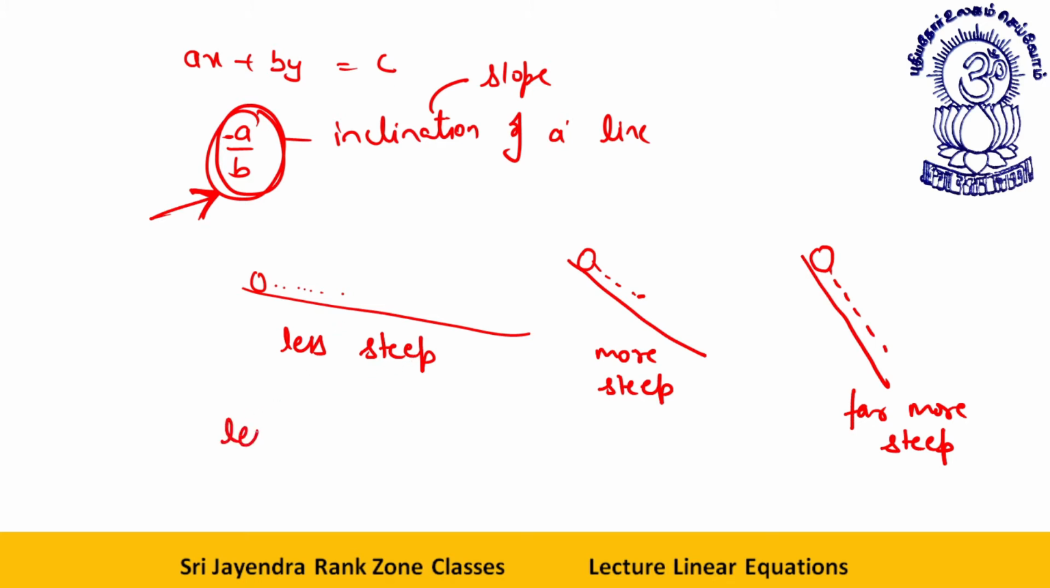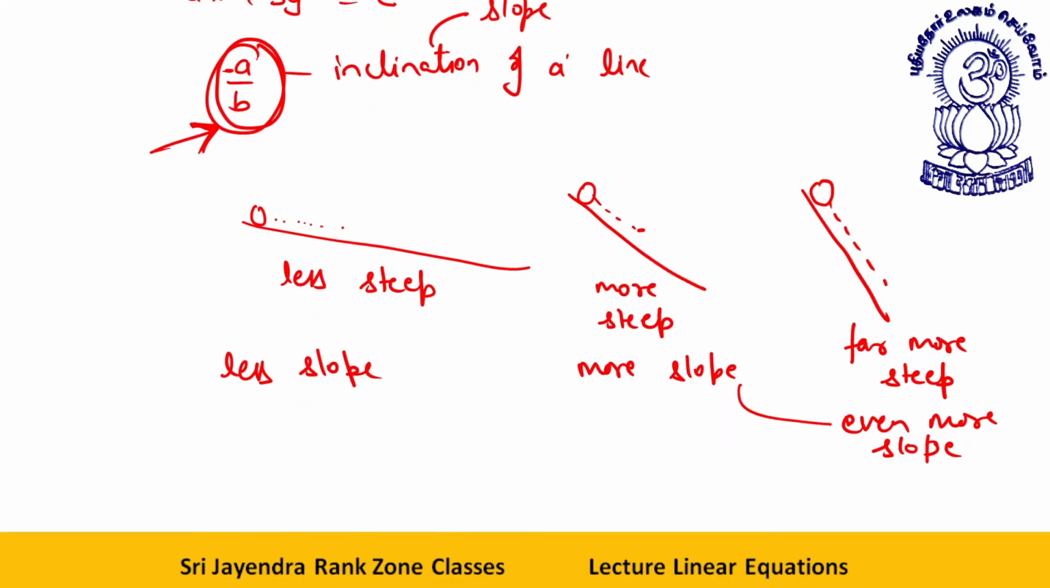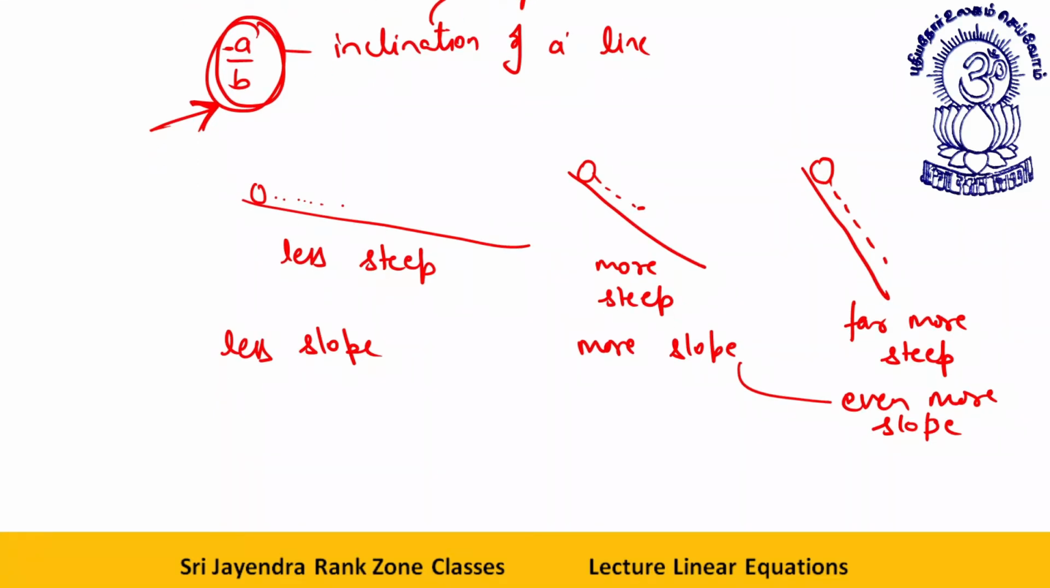Or I can say this has less slope, this has more slope, and this has even more slope. Why am I telling you this? I'm not sure if you have read it in your school academics or not. Why I'm telling you this is because this is the basis for the entire chapter of linear equations in two variables. Why? How does this act as the basis?